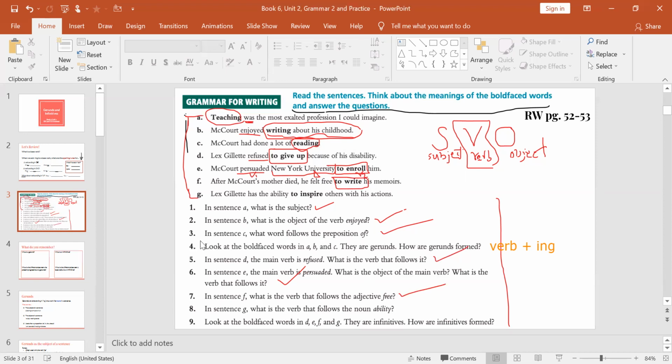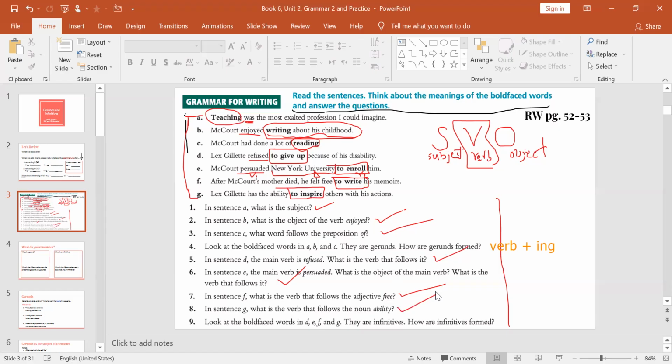In G, the last sentence, Lex Gillette has the ability to inspire others with his actions. And so what comes after the ability is to inspire, which is a verb.